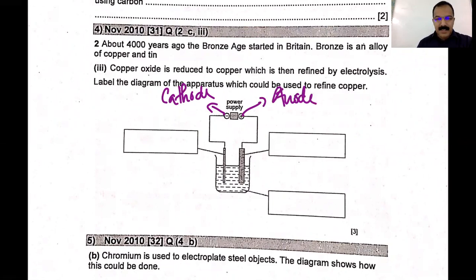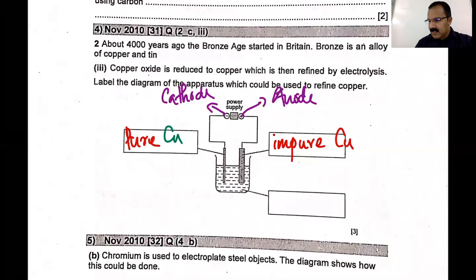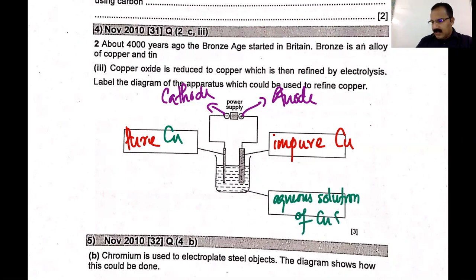So when it is refined, we always say that impure copper should be at the anode and a pure copper strip is usually taken at the cathode, and the electrolyte is an aqueous solution of CuSO4, or you can just write Cu2+. At minimum you should indicate that it contains copper ions, an aqueous solution of Cu2+.